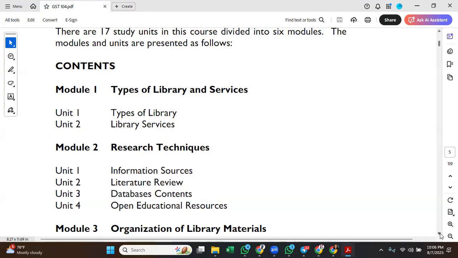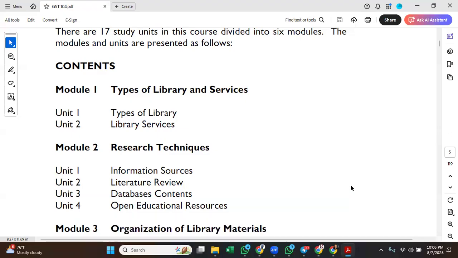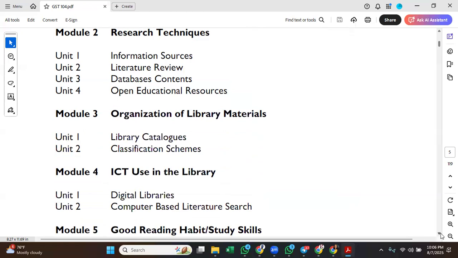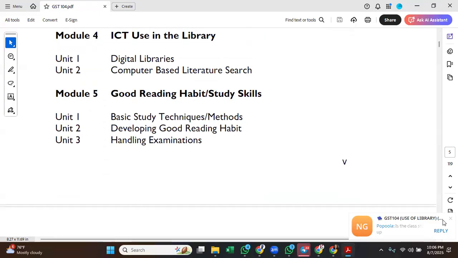Okay, so the 17 units in this course material are divided into 6 modules. We have module 1, types of library and services. We have research techniques. We have organization of library materials. We have ICT use in the library. We have good reading habits and study skills.